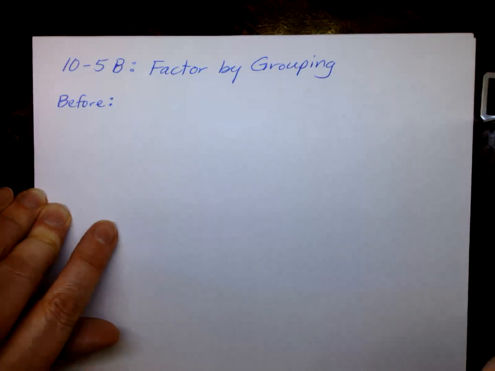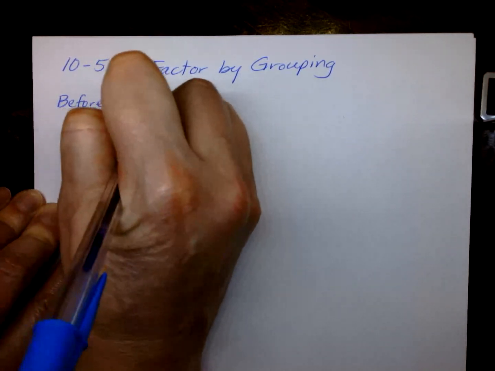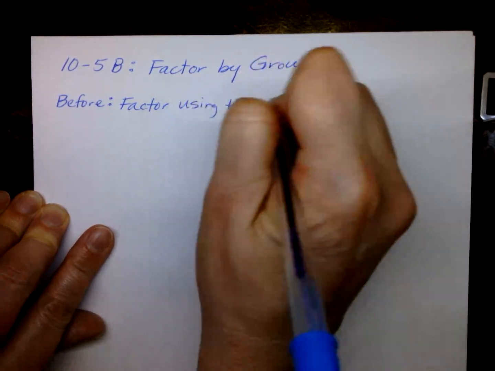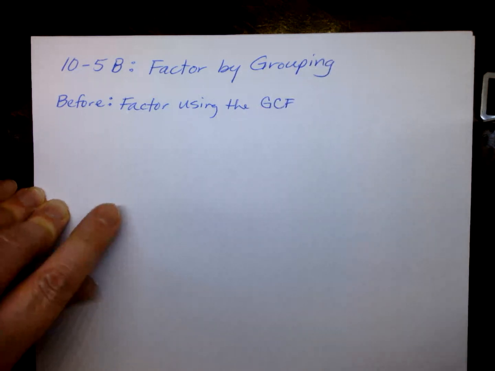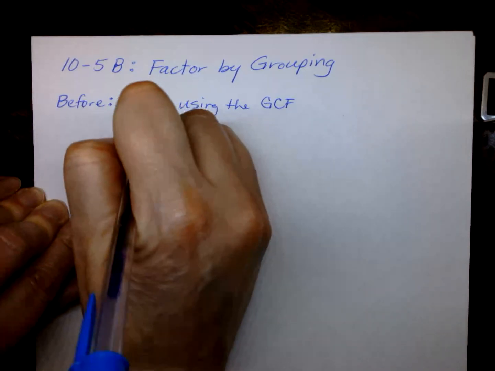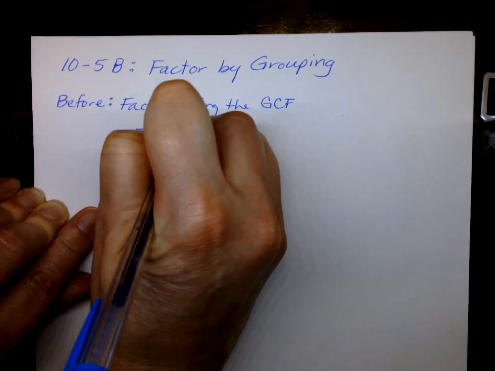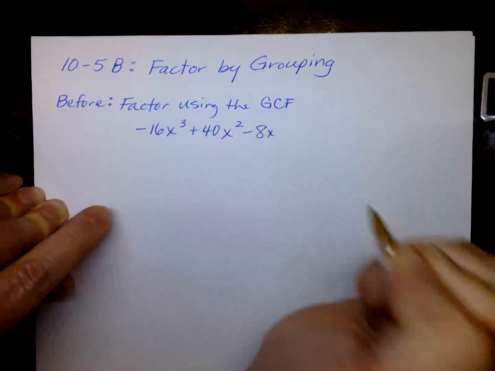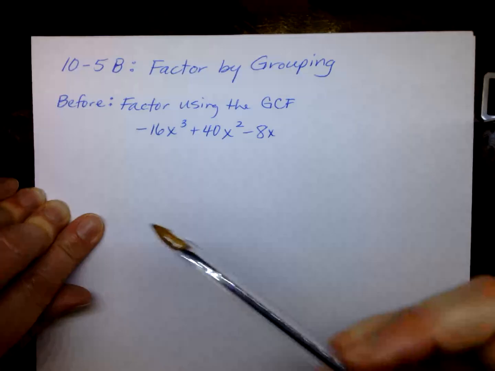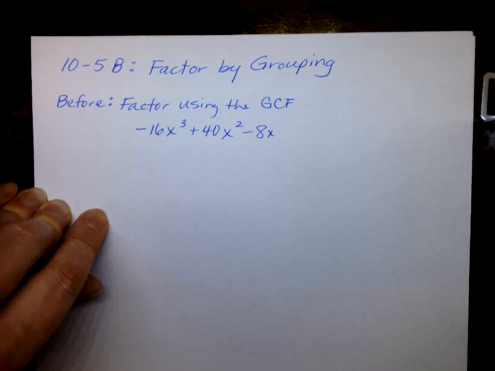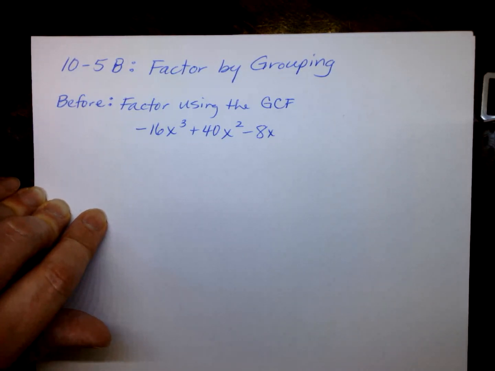So let's look at a problem that we've done before, where I'm going to say that we want to factor using the GCF. And remember that the GCF is the greatest common factor. The polynomial I want to look at is negative 16x to the third plus 40x squared minus 8x. We need to look at all three of those terms. We have a trinomial right here, and decide what's the GCF. What do all of those terms have in common? And what's the largest thing that we can divide out of all three of those terms?